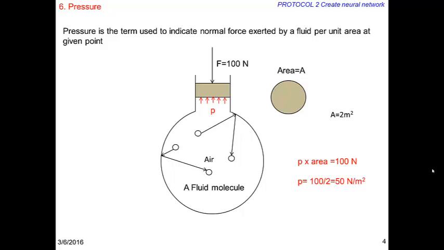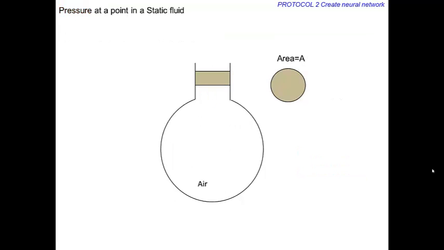Pressure at a given point in a fluid is discussed next. Consider the previous example. We have seen that a force applied on the piston generates pressure inside the fluid. Assume the fluid is static. This means it is stationary and not flowing. We will see the meaning of pressure at a given point in the static fluid in this example.